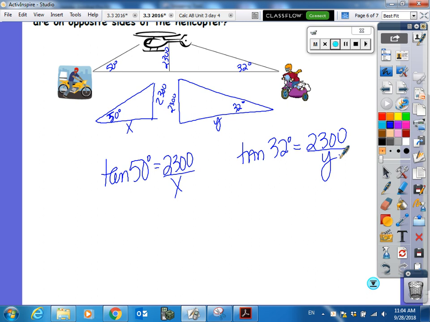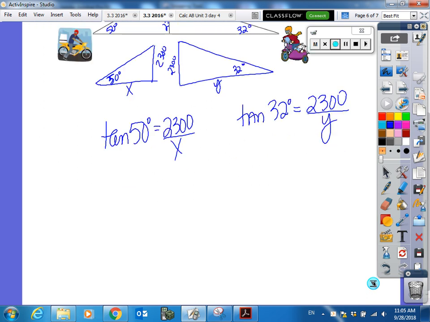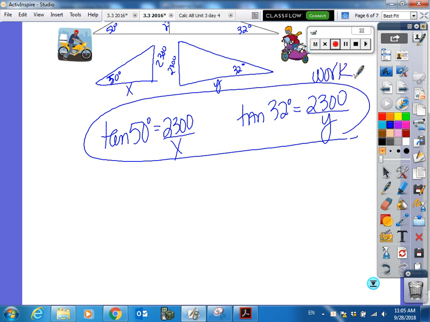You want to use cotangent? Just be flip-flopped. Fine, I wouldn't, because it's harder to put cotangent in. I mean, it's not impossible to put cotangent, but it makes more sense to use sine, cosine, or tangent on these. Now, if you don't know what to type in at this point, that's the work I would expect to see. That right there, I would expect to see those setups for you to get credit for your answer. If you can't figure out what to do, make it a proportion. X times the tangent of 50 degrees equals 2,300. Then solve for X by dividing by the tangent of 50.